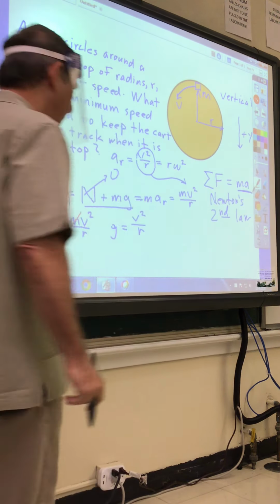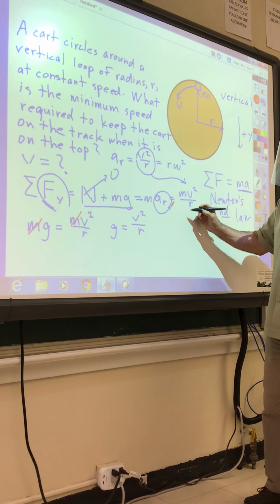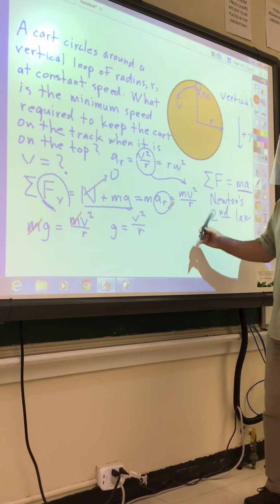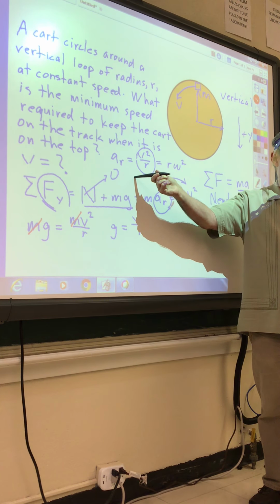So why do we not use the ma? The mg is on the left side. He just replaced the a_r, the radial acceleration. That's the same thing as saying v squared over r. If you go back in our notes, that's the same thing. So he's just substituting that in because we're trying to find the speed. That's just another way of writing m times radial acceleration.